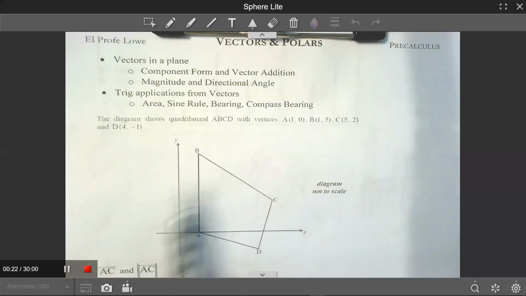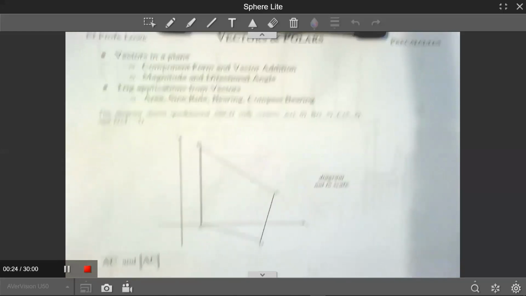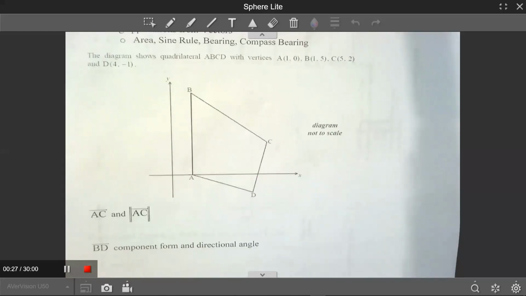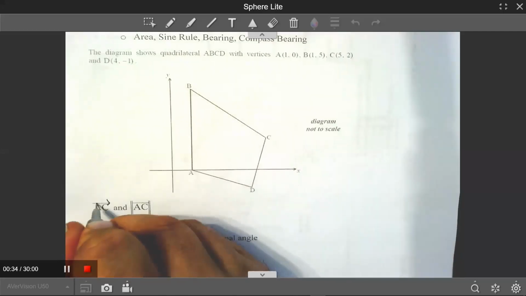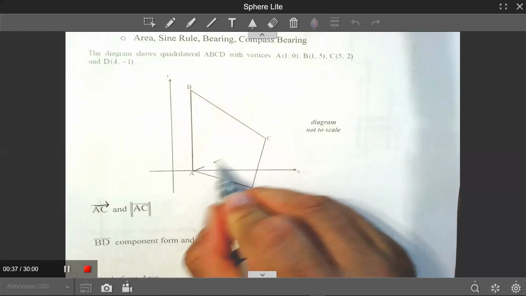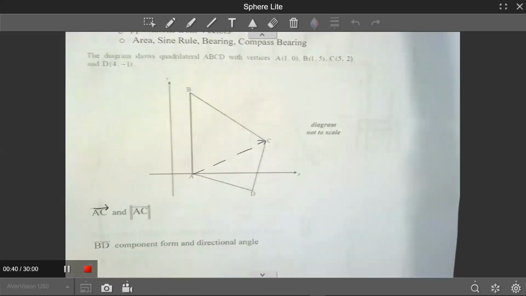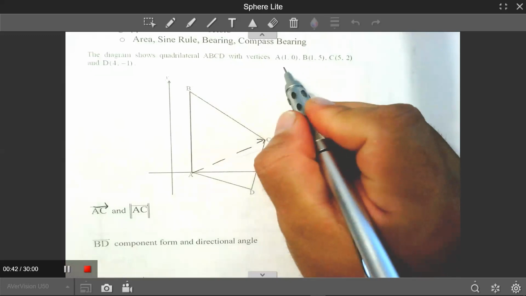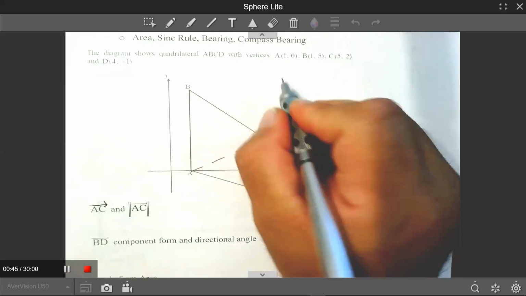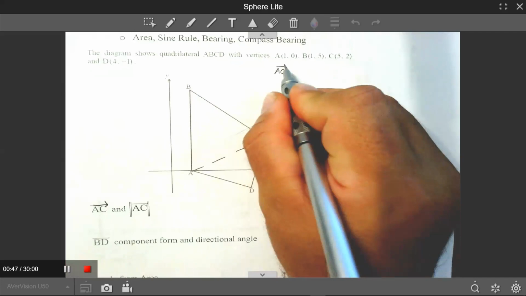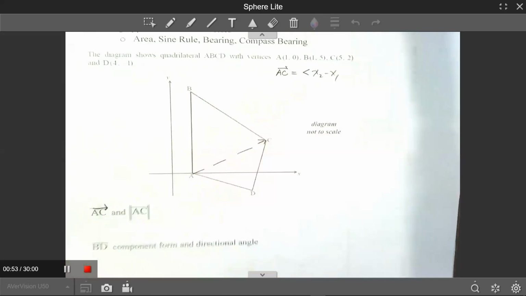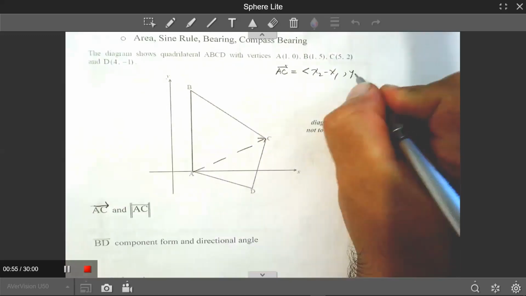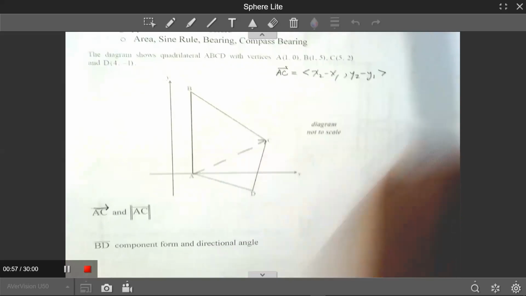Okay, so here we have a diagram with the quadrilateral and some given vertices. So we'll work through the items that we're told to find. To start, it asks about finding the vector from A to C. One way we can do this is by knowing that A to C is given by x2 minus x1 and y2 minus y1, so just the change in x and the change in y.